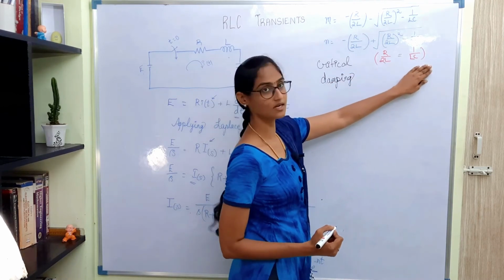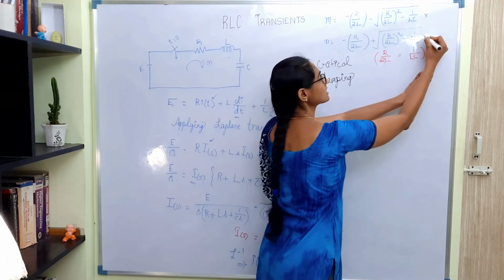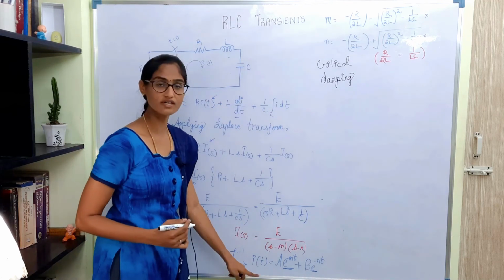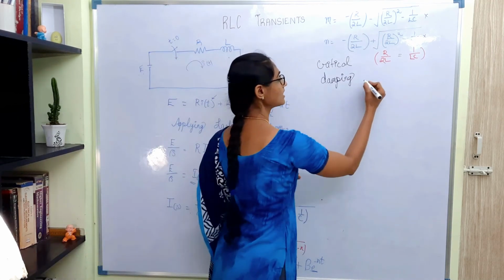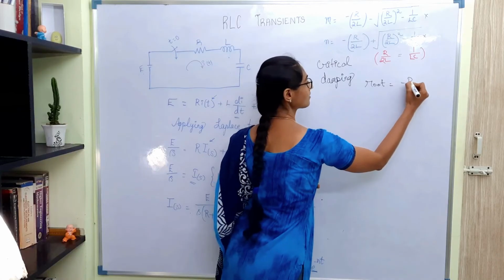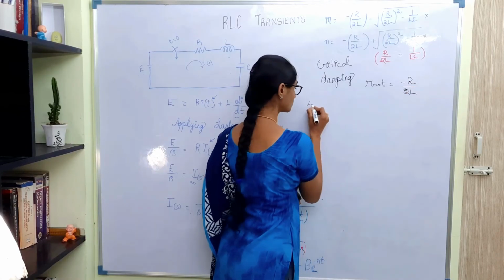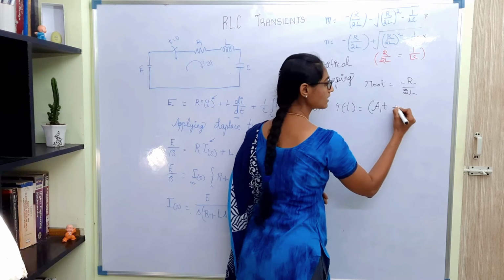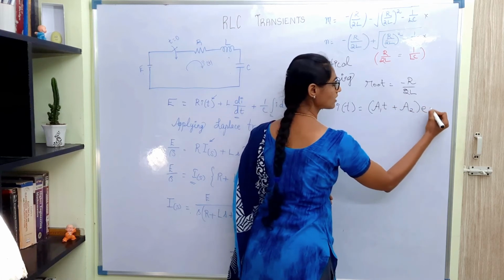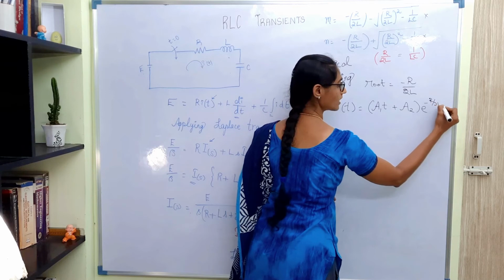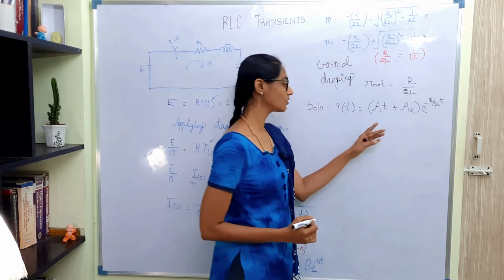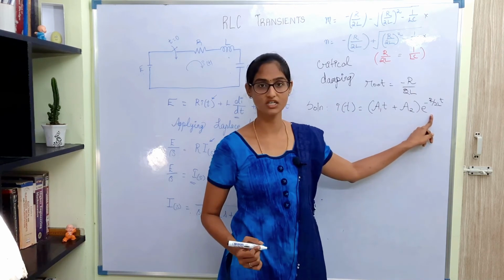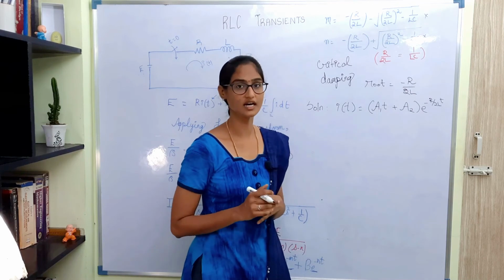When both these terms are the same, then this term will vanish and this term will vanish. So it will have only one root. The solution of I of t will have only one root, which is minus R by 2L. So the solution will be I of t is (a1t plus a2) into e to the power minus R by 2L times t. So you have an exponential term and then a linear term multiplied by an exponential term. This is called a critically damped system.